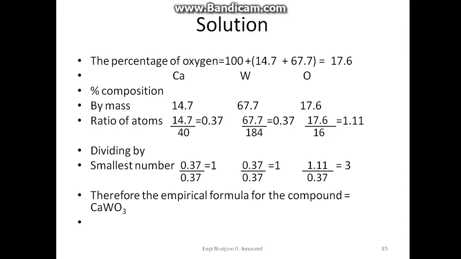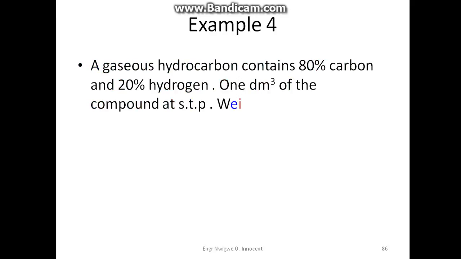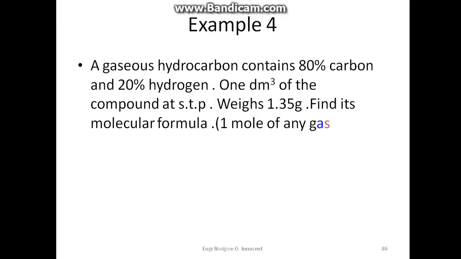CaWO3. Example 4. A gaseous hydrocarbon contains 80% carbon and 20% hydrogen. 1 dm cube of the gas at STP weighs 1.35 gram. Find its molecular formula, while 1 mole of gas at STP occupies 22.4 dm cube.